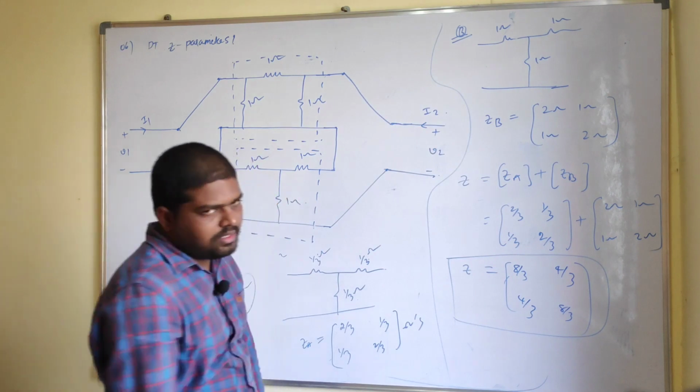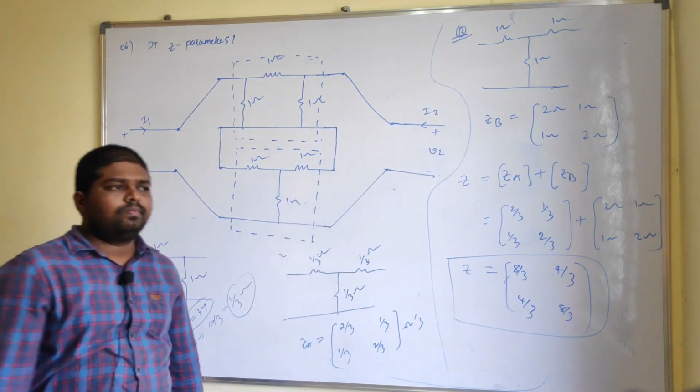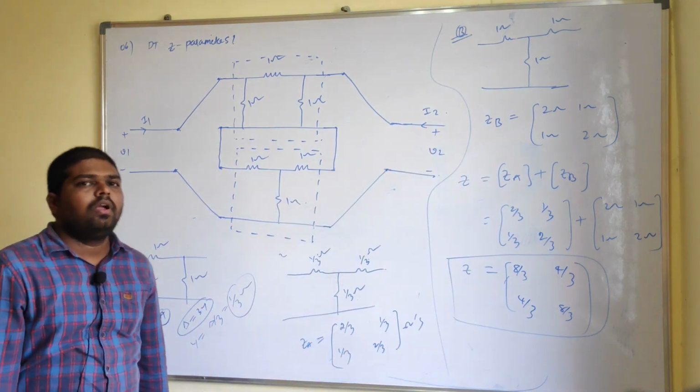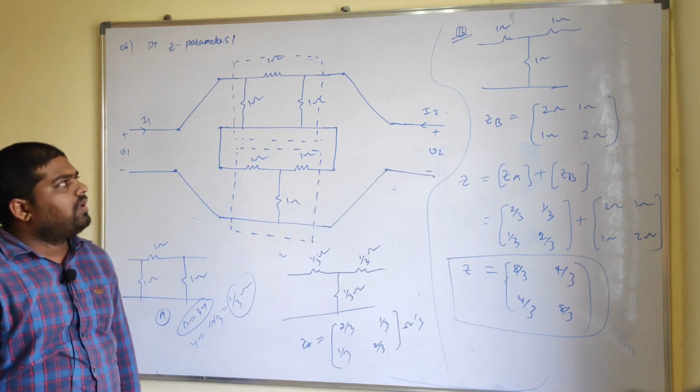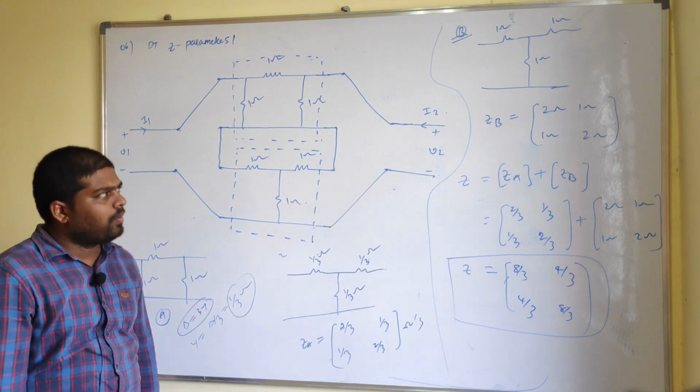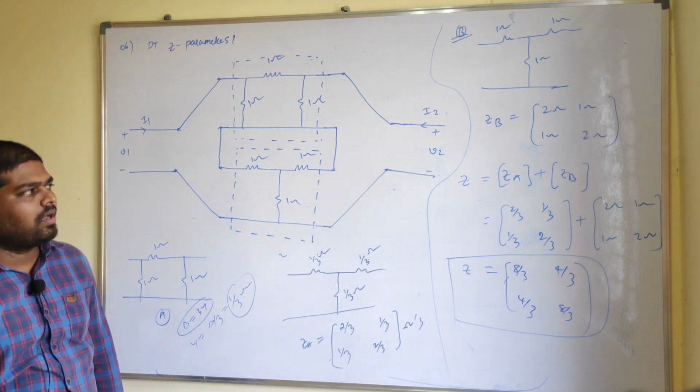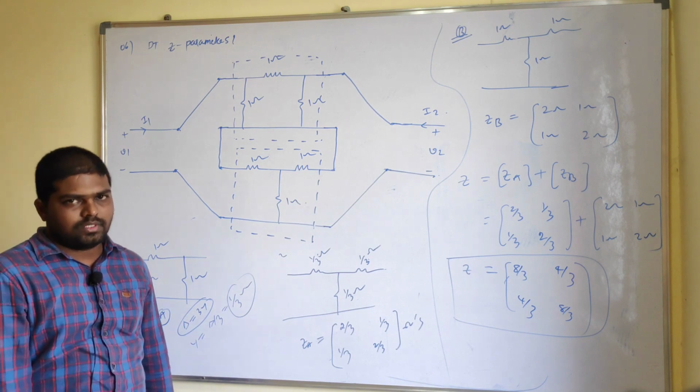These are the six problems related to interconnection of two-port networks. We have two more models left. In the next class I will complete the concept of interconnection of two-port networks.